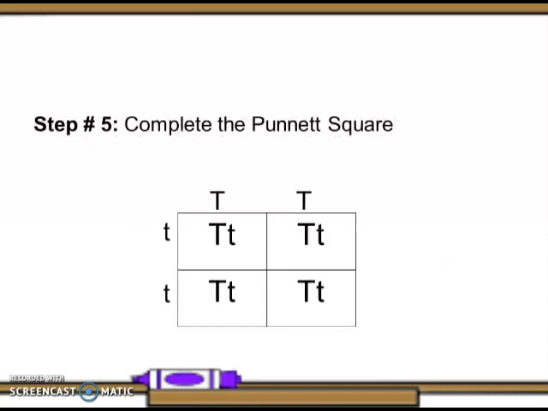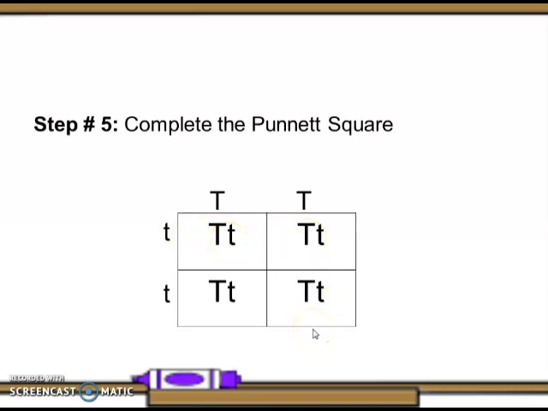Step number 5. Complete the Punnett square. Have each box inherit letters from each row and column. The rest of the Punnett square is easy. Start in the first box. Look at the letter to its left and the letter above it. Write both these letters in the empty box. Repeat for the remaining 3 boxes.